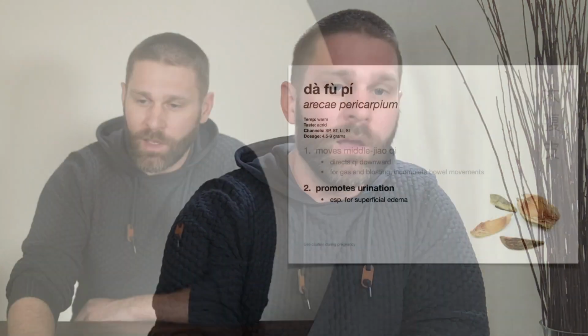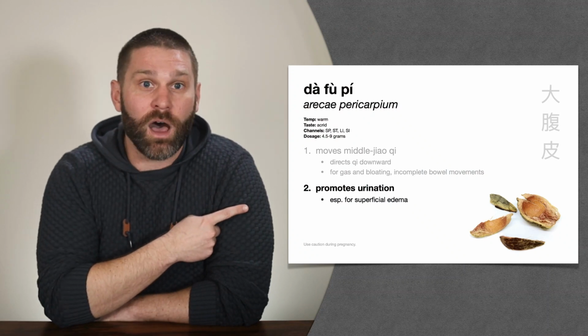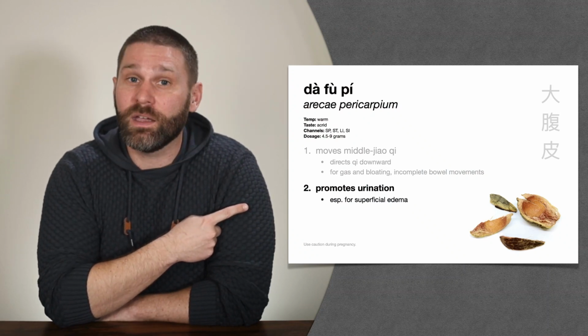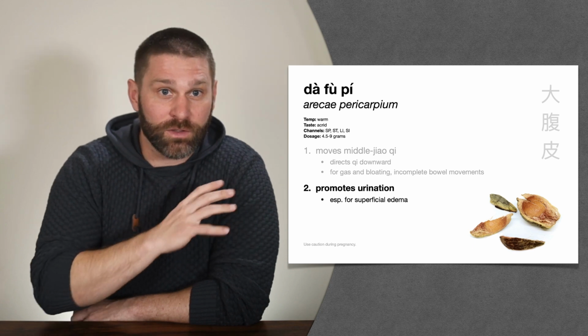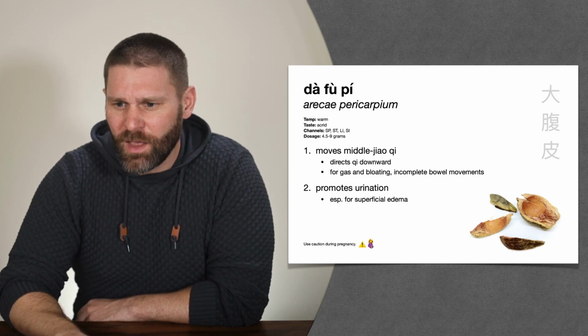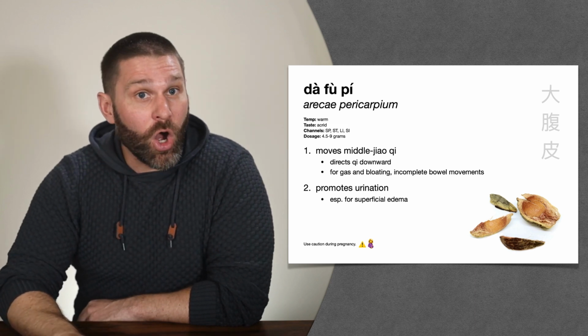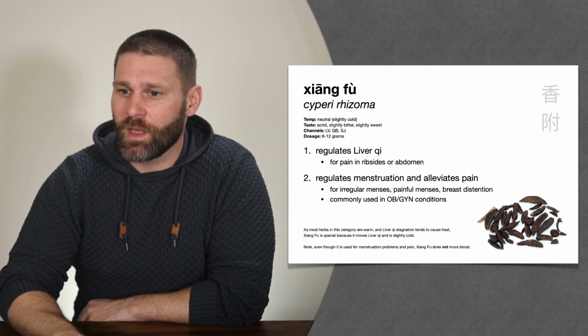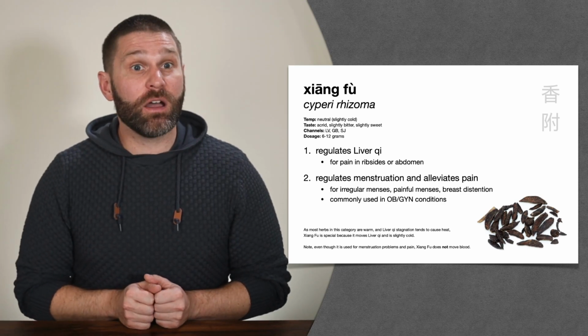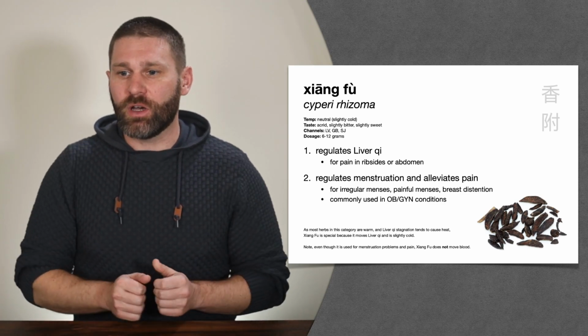Songbai P is the skin of mulberry root, so it's good for edema under the skin. Shengjiang P is the skin of ginger, so it's good for edema under the skin. So here we have another one, that Da Fu Pi makes you pee. It's the skin of Bing Long, so it's good for edema under the skin. And this is another one that we say has that downward direction, so we need to use caution during pregnancy. Next is Xiang Fu Cyperrhizoma.